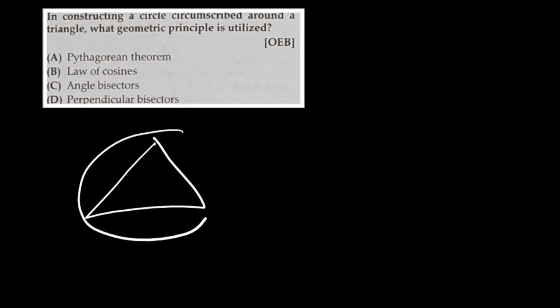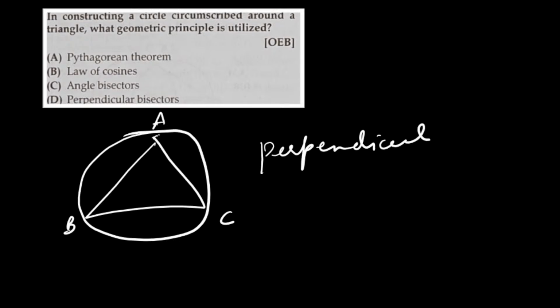See, circumscribed circle means outside. The circle which is passing through the vertices, like the circle which is passing through the vertices of the polygon. So in case of triangle, it is passing through the vertices A, B, C. So here we use the concept of perpendicular bisectors. We use the concept of perpendicular bisectors.